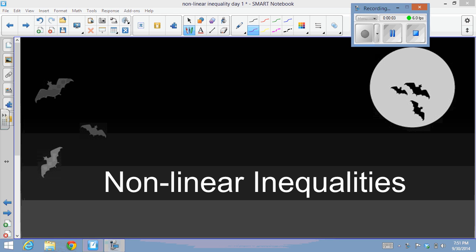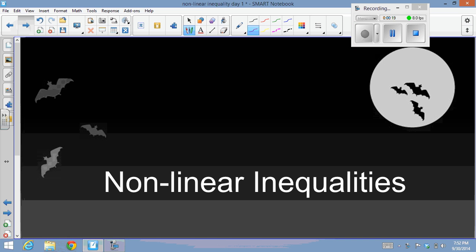Today we'll be talking about nonlinear inequalities. I'm not sure if anybody's ever talked about this with you guys before, so it will be something new to you, but it's based on a lot of stuff that you've done in the past, as well as the things that we have learned this year. So here we go, nonlinear inequalities.